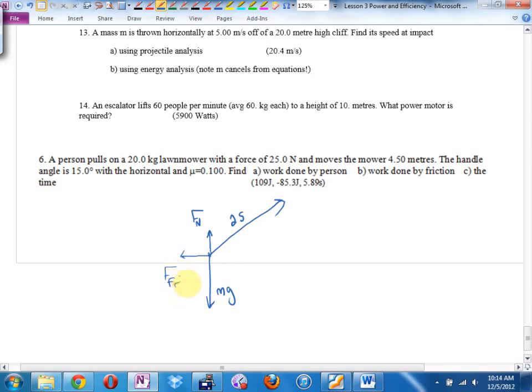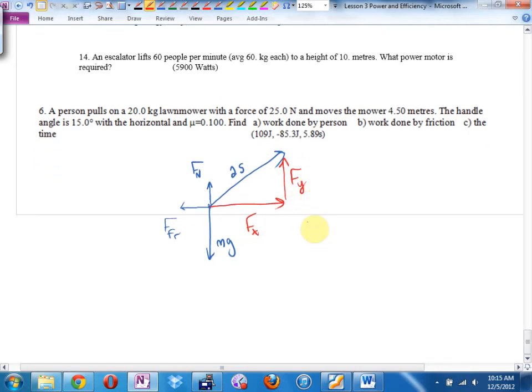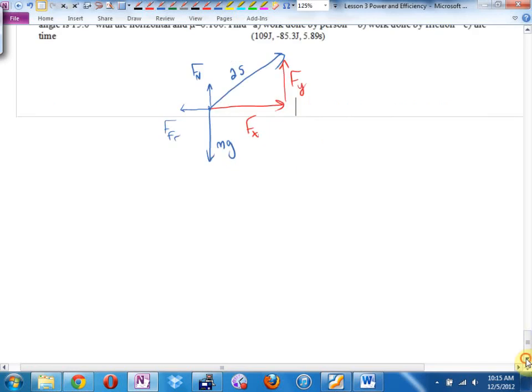Now that's the free body diagram, except I'm going to add the horizontal and the vertical components of the lawnmower. Is that okay?